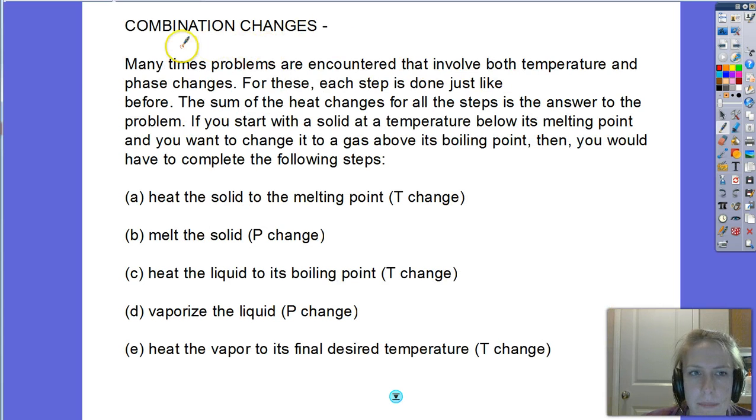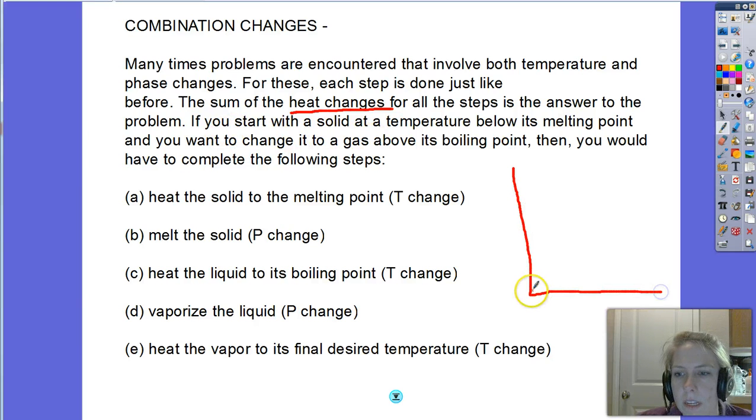So next thing is the combination changes. I kind of touched on this. This is when you're going through several phase changes or at least one phase change. So many times the problems we have involve temperature and phase change. So we're going to add up all the heat changes for all the steps, and that's the answer to the problem.